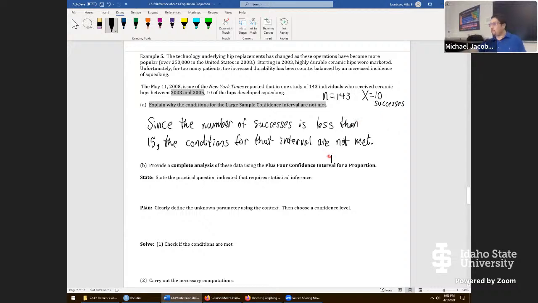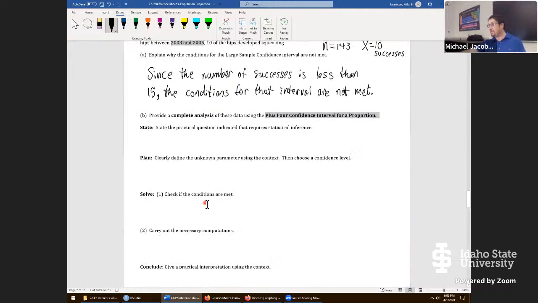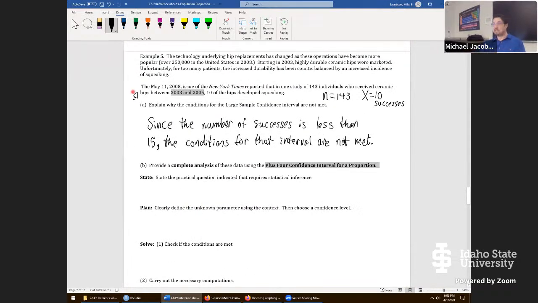They could have made that method work, but the sample size of 143 individuals was not large enough, and pulling a whole new set of data just to get the right interval is not a good practice. They still want to analyze the data they have, so they might have gone to this interval, the +4 confidence interval for the proportion. So let's now analyze this completely with a complete analysis. We'll choose our level of confidence as we go through and see what's going on with those hips.